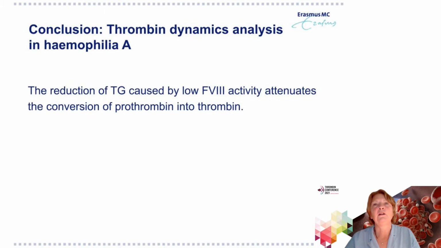So the total conclusion of what I presented today is that the thrombin generation test result is reduced in hemophilia A patients, but not fully absent, and can be attributed to an imbalance in the pro and anticoagulants in hemophilia A patients. And in the second part, I showed you that lowering the antithrombin partly restores the thrombin generation in hemophilia A patients.